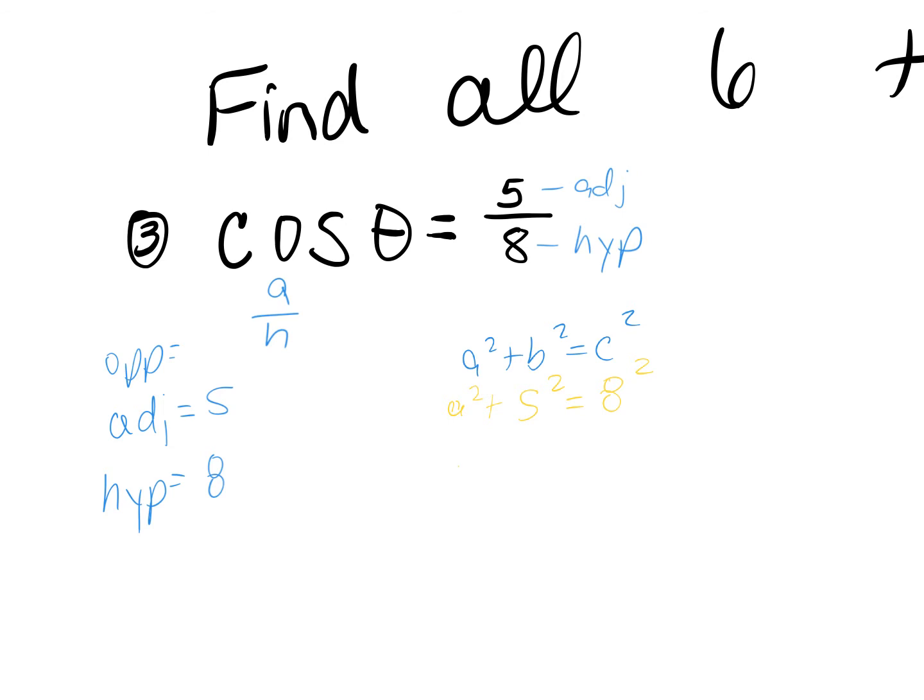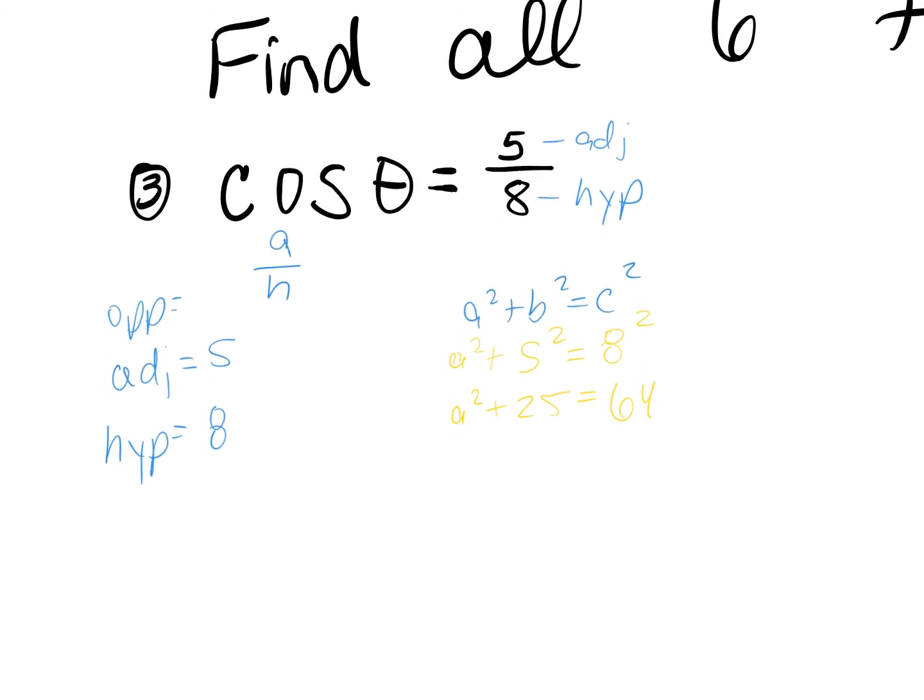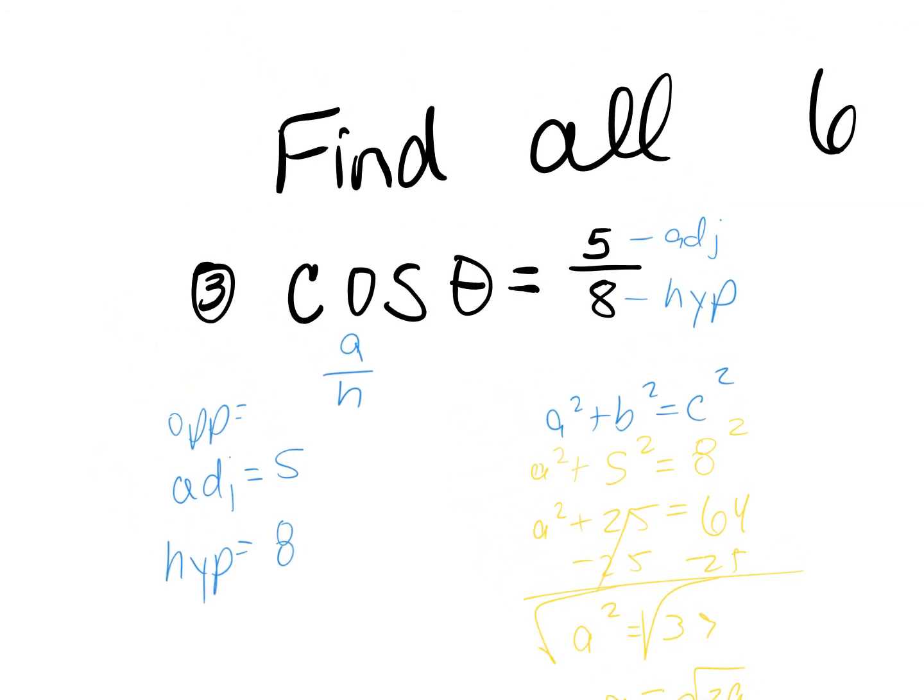All right, so I have a squared plus 25 equals 64, right? Now what? Subtract 25. Okay, so what is 64 minus 25? 39. All right. And then I take the square root. So I have a equals the square root of 39. Does that simplify at all? No. It happens to be a gross number. Who cares? Here are the three things that I need to find all my 6 trig functions.